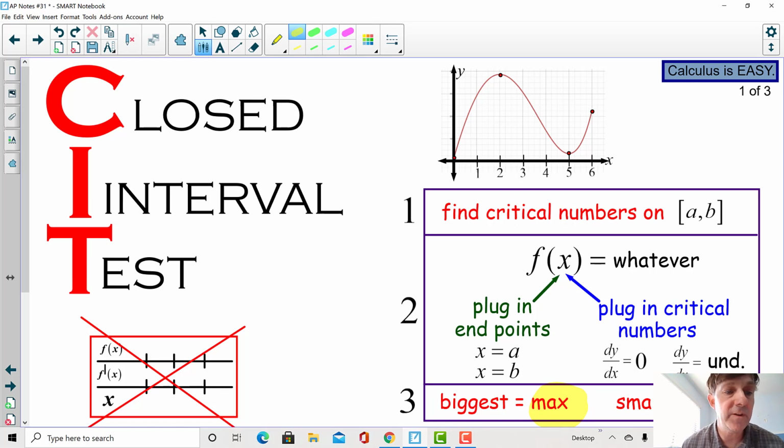So we're using the closed interval test to identify an absolute max and an absolute min, not necessarily a relative minimum or relative maximum.